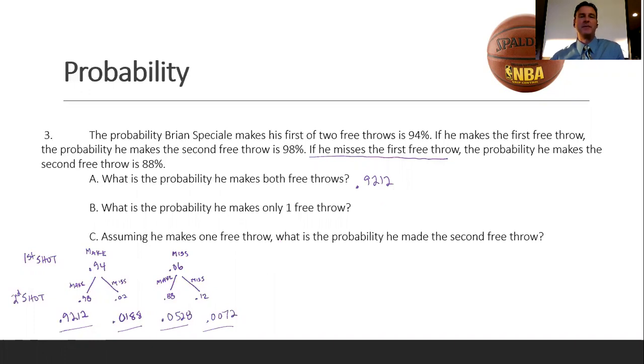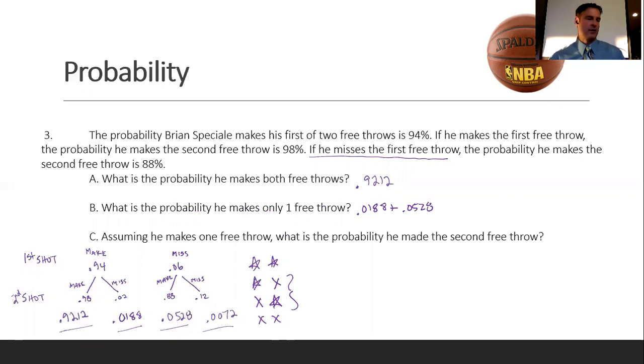What is the probability that he makes 1 free throw? Well, be careful with this, because remember, he can make it and make the second. He can make the first and miss the second. You can miss the first and make the second, or you can miss them both. So those are your 4 outcomes. If I want to find the probability that he makes only 1 free throw, that actually means these 2 items, they both have 1 make only. So what I need to do is include 0.0188 and 0.0528, and we're going to add those together.